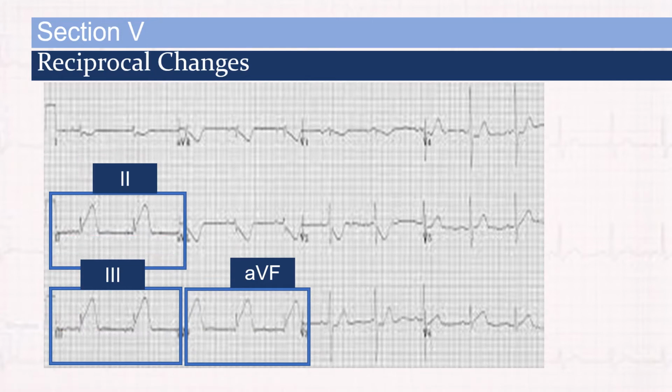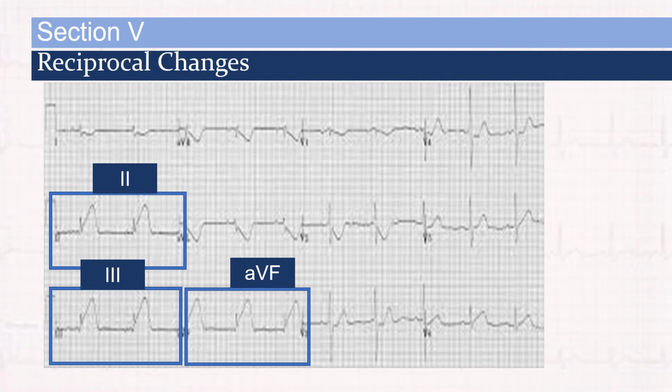Reciprocal changes are those changes that you may see in an area that is opposite of where you are seeing the original issue. For example, in an inferior wall STEMI, the elevation is in 2, 3, and aVF. Leads that are reciprocal to 2, 3, and aVF are your high lateral leads.